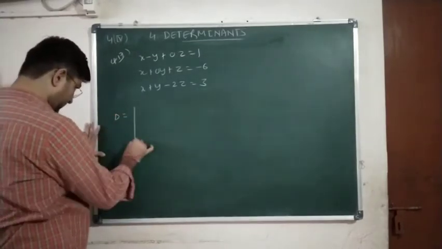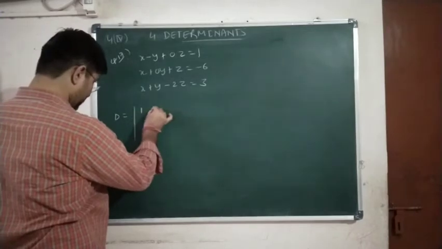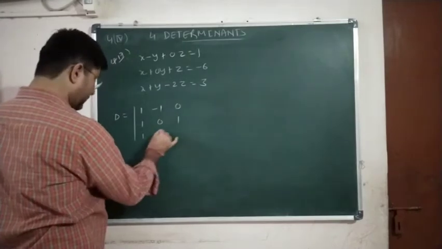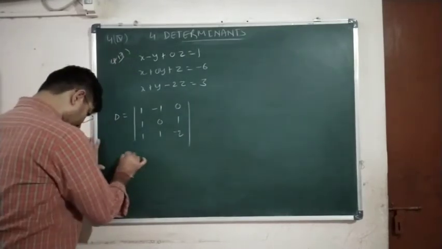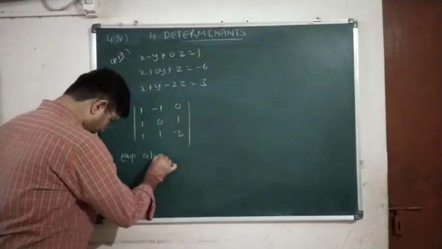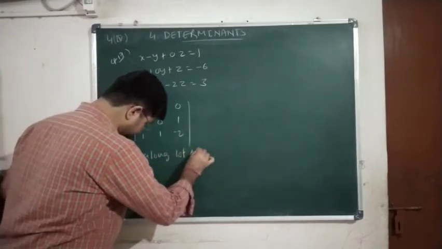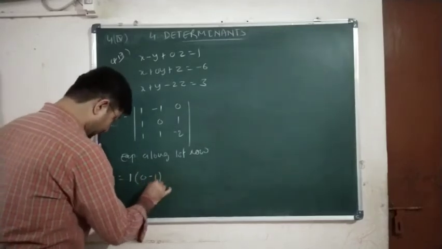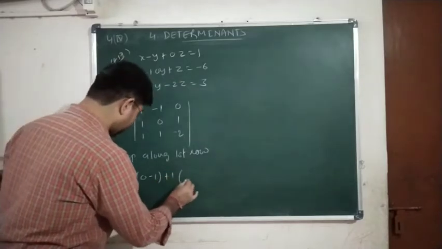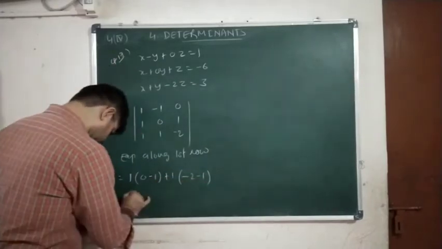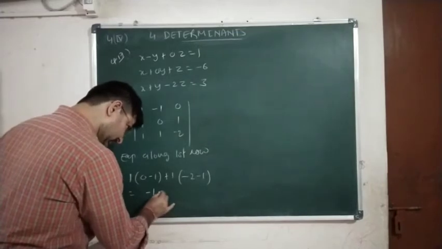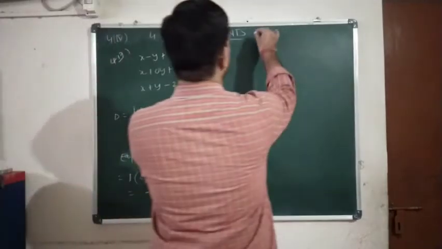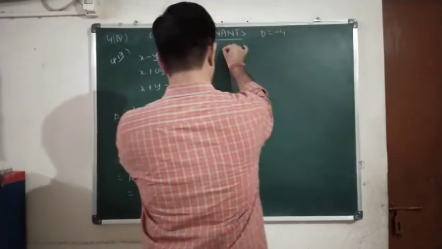We will first calculate the value of D. The determinant is 1, minus 1, 0; 1, 0, 1; and 1, 1, minus 2. Let us expand along the first row. So 1 into (0 minus 1) plus 1 into (minus 2 minus 1) is equal to minus 1 minus 3, which is equal to minus 4. So the value of D we got to be minus 4.